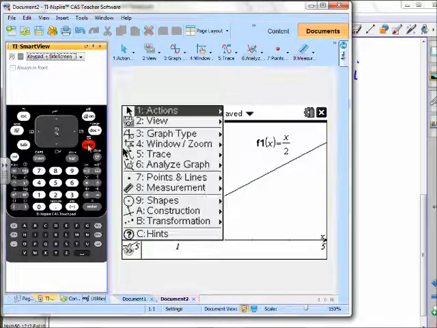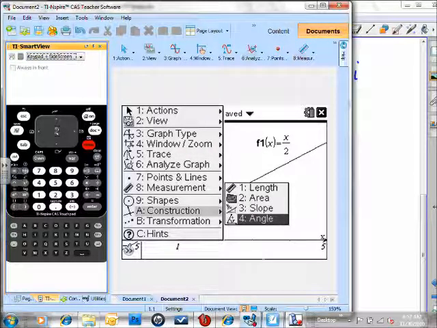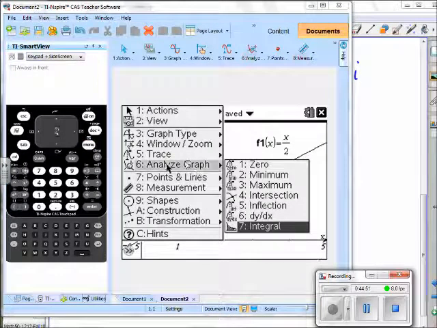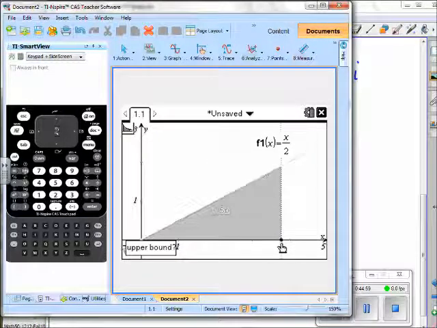If we go to menu, and let's see here. To be honest, I didn't do this beforehand. So we'll go to Analyze Graph, we'll go to Integral, and we go to our lower bound. Isn't that cool?